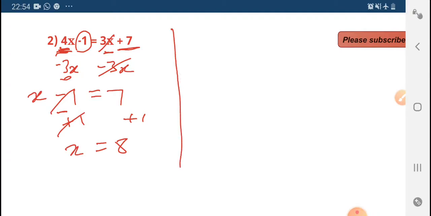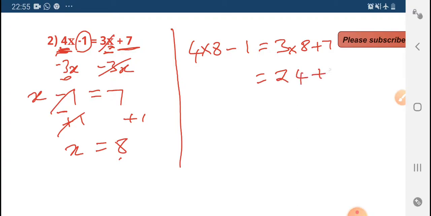Always good to check the answer by substitution. So it was 4 times x, but we think x is 8, so I'm going to write 4 times 8, take away 1, should equal 3 times, in the question it says x, but we think x is 8, so I'm going to write 3 times 8 and add 7. So 3 times 8 is 24, and then add 7. And on the left hand side, 4 times 8 is 32 minus 1.